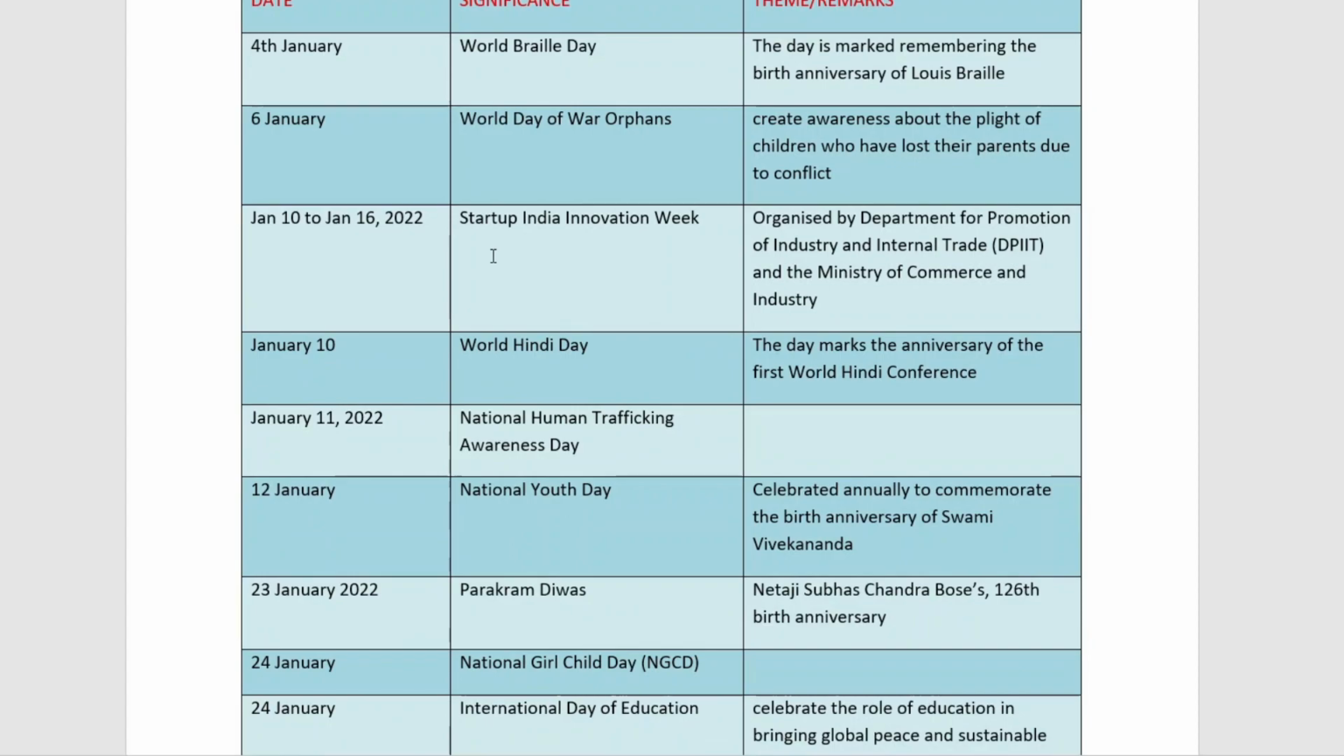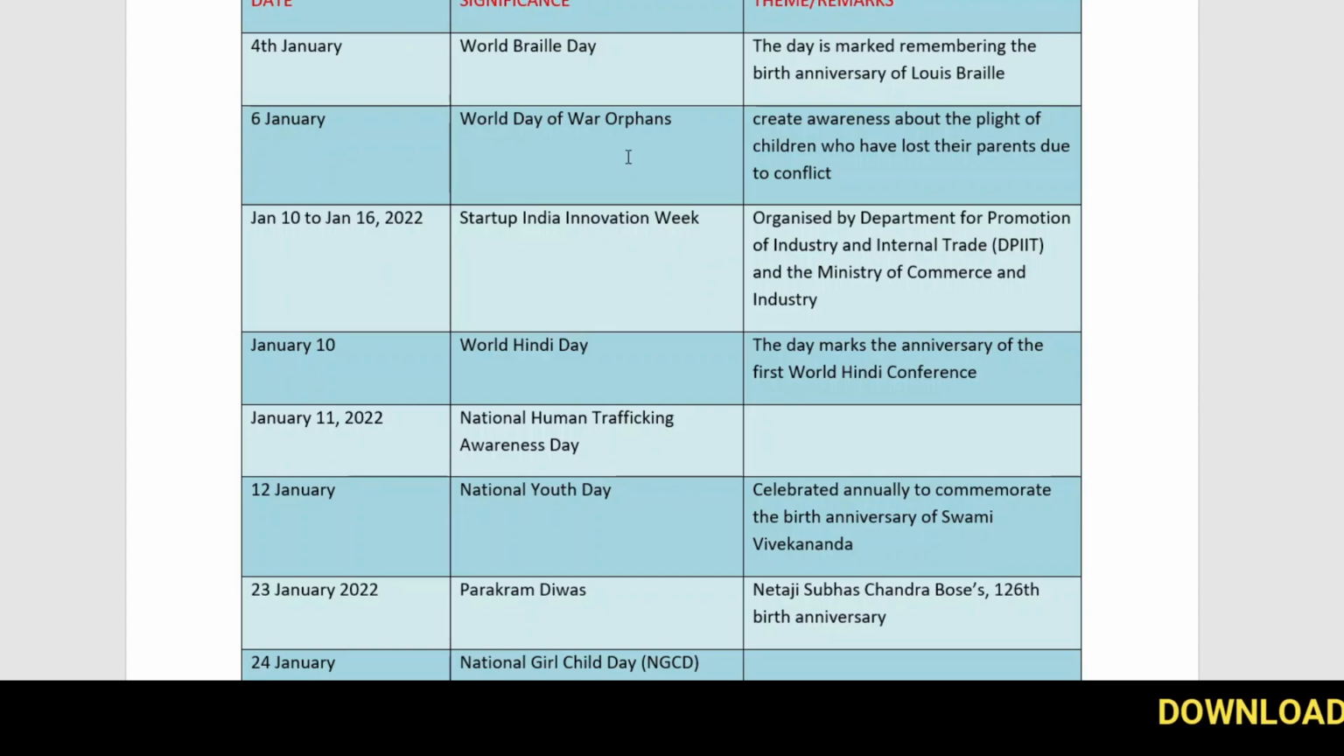The next important day is 6th January. 6th January is celebrated as World Day of War Orphans. It is to create awareness about the plight of children who have lost their parents due to a conflict. In the examination, the question may be like: 6th January is celebrated as option A, World Day of COVID Orphans, option B, World Day of Disaster Orphans, option C, World Day of War Orphans. So you have to be careful that the correct answer is World Day of War Orphans.